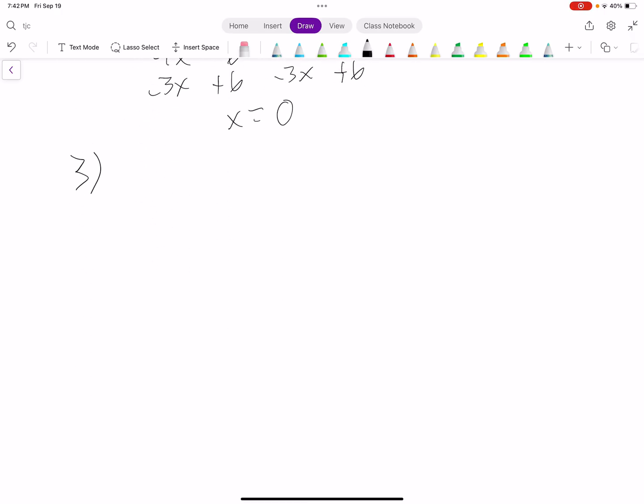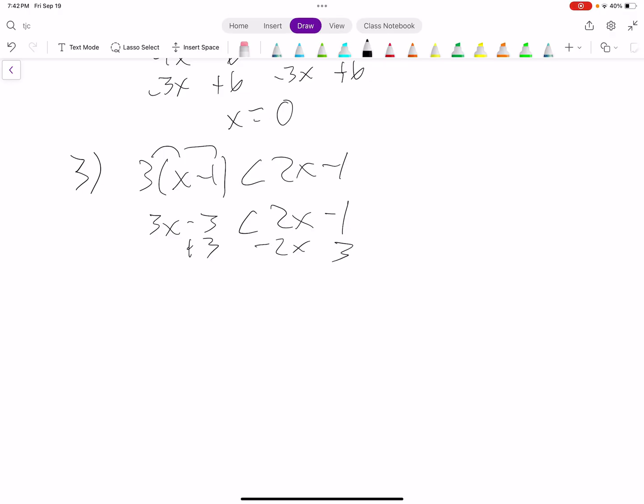Okay, number 3. The third problem is actually an inequality. So we have 3 times x minus 1 is less than 2x minus 1. You're going to distribute the 3. That gives you 3x minus 3 is less than 2x minus 1. Then we're going to add 3 to both sides and subtract 2x from both sides. That'll give you x is less than 2.